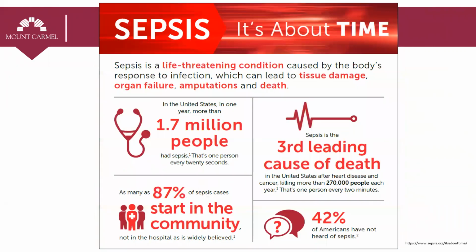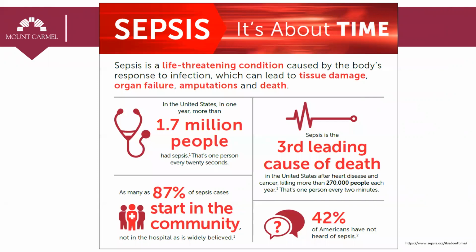As many of you already know, more than 1.7 million people had sepsis. That's 1 person every 20 seconds. Third leading cause of death, as many as 87% of sepsis cases start in the community. So we may need to start focusing our attention on community education in our primary care offices and extended care facilities. That non-present on admission, as also shown in the OHA data.